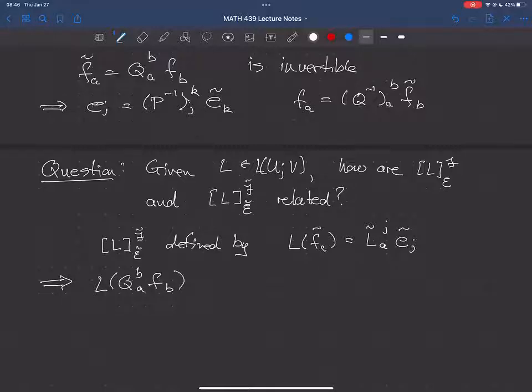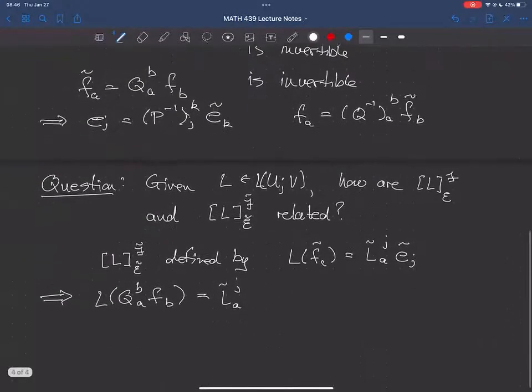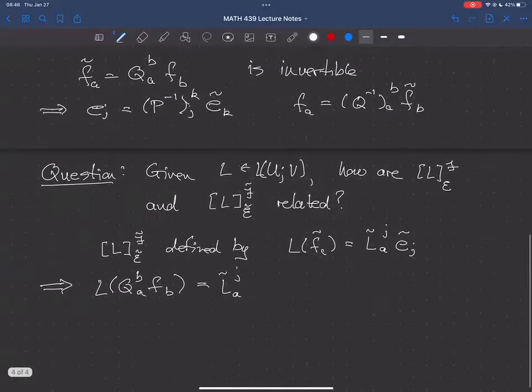That's just F tilde A is equal to Q B A F B, and I'm using summation convention all the way through here. Normally there would be summation signs, but this is supposed to be an illustration of exactly the summation convention. And then E tilde is related to the E's by P, so E tilde J is going to be P J K E K.